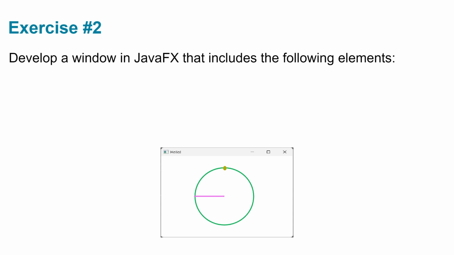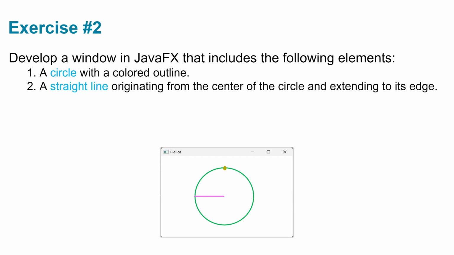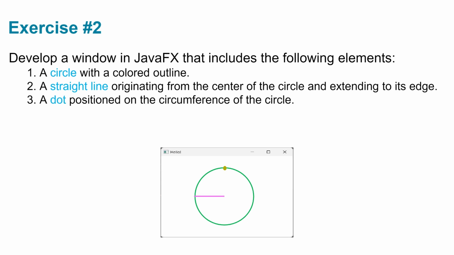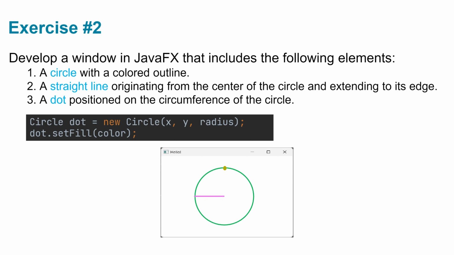Exercise number 2. Develop a window in JavaFX that includes the following elements. 1. A circle with a colored outline. 2. A straight line originating from the center of the circle and extending to its edge. 3. A dot positioned on the circumference of the circle. Students can utilize the provided code snippet to generate a dot. Please pause the video and start to write your code.